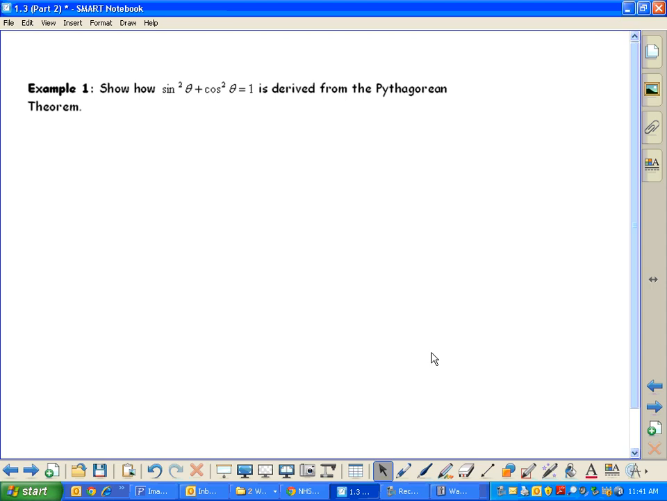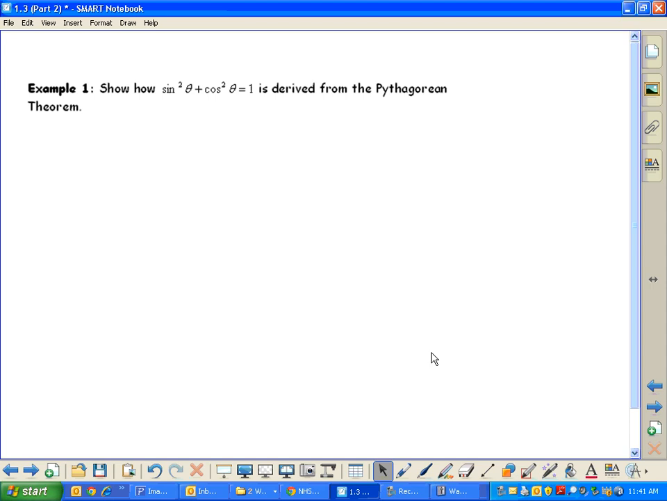So in example 1 here, you have to show how sine squared theta plus cosine squared theta equals 1 is derived from the Pythagorean theorem. So it's not like this came from nowhere. It came from the Pythagorean theorem. Can anybody tell me what the Pythagorean theorem is? Go, Joey.